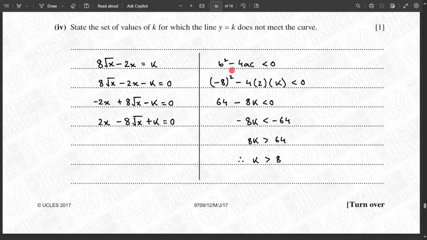So b square minus 4ac will be minus 8 whole square minus 4, a will be 2 and c will be k. So minus 8 whole square is 64, minus this will become 8k, less than 0. So minus 8k is less than -64. Multiplying both sides by -1 will cause it to be 8k greater than 64. Since we are multiplying with -1 on both sides, the inequality sign will flip. So 8k is now greater than 64, so k should be greater than 8.